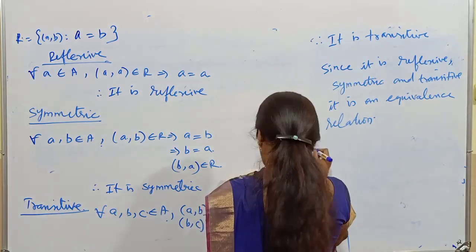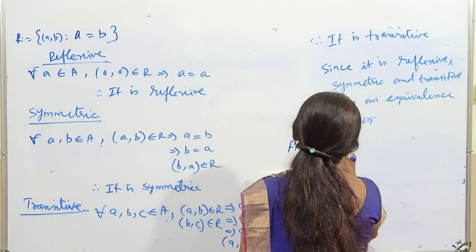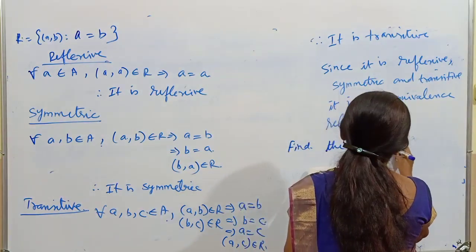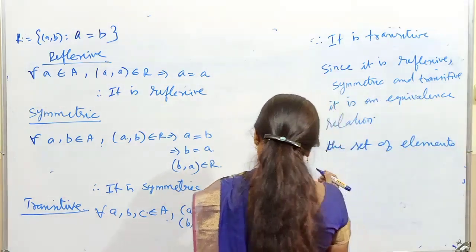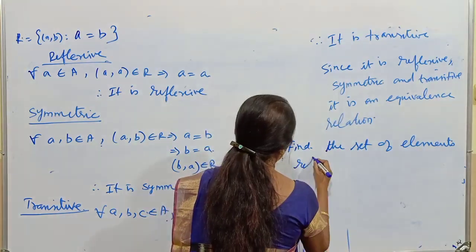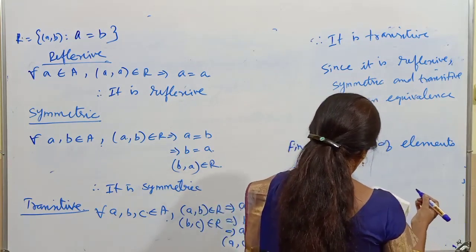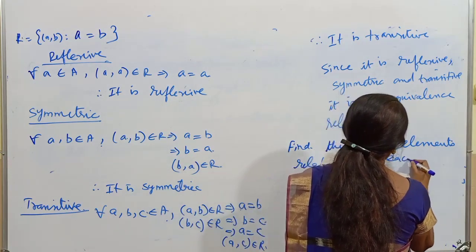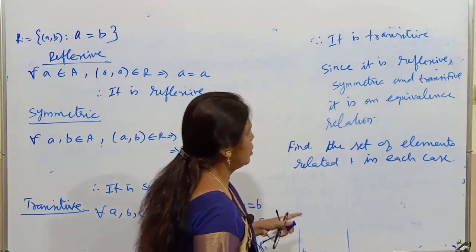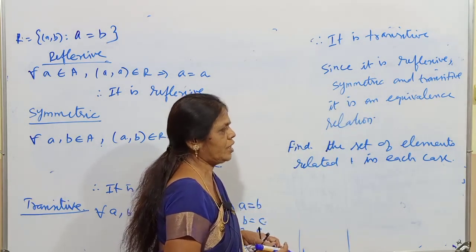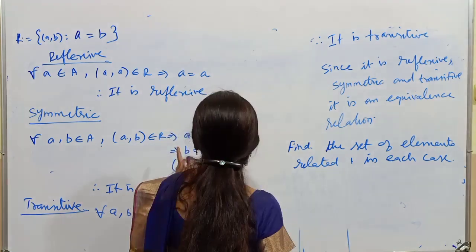Find the set of all elements related to 1 in each case. Right. Now listen here. The set of all elements related to 1 in each case. What is the first case? Modulus of A minus B is a multiple of 4.